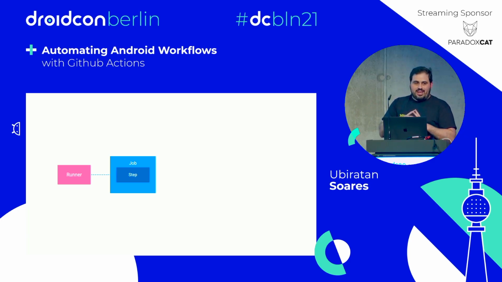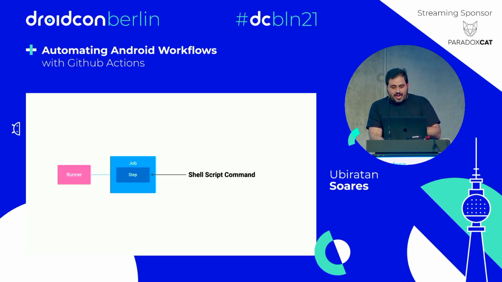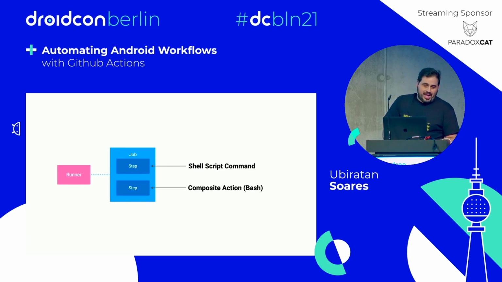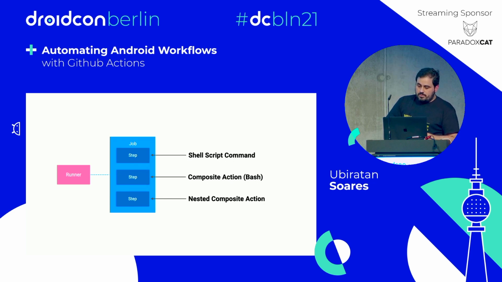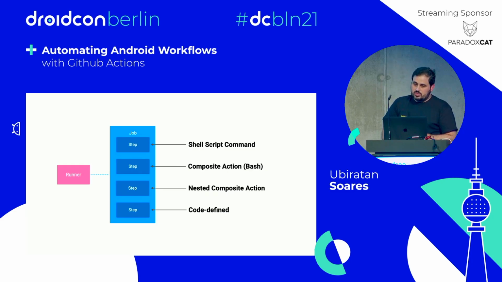In GitHub Actions, we can have several types of steps. I won't go through all of them because I don't have time, but just to mention, a step can be a regular shell script command that I run, right? A step can be a composite action, which is pretty much a shell script encapsulated as a GitHub action. A step can be a nested composite action, which is an advanced feature, and a step can be something defined by your own code, using your own programming language.